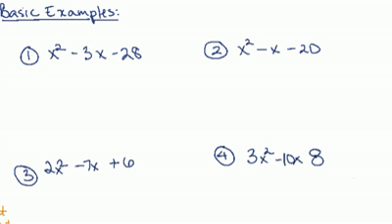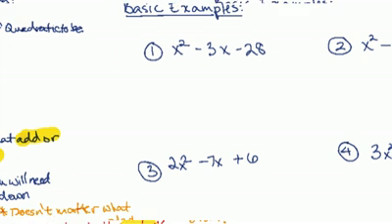Today we're going to be looking at some basic examples of factoring, and I'm going to illustrate the concept of factoring by grouping. So here we have some basic problems to work out, and if you remember, we take A times C. Let's recap the steps real quick.